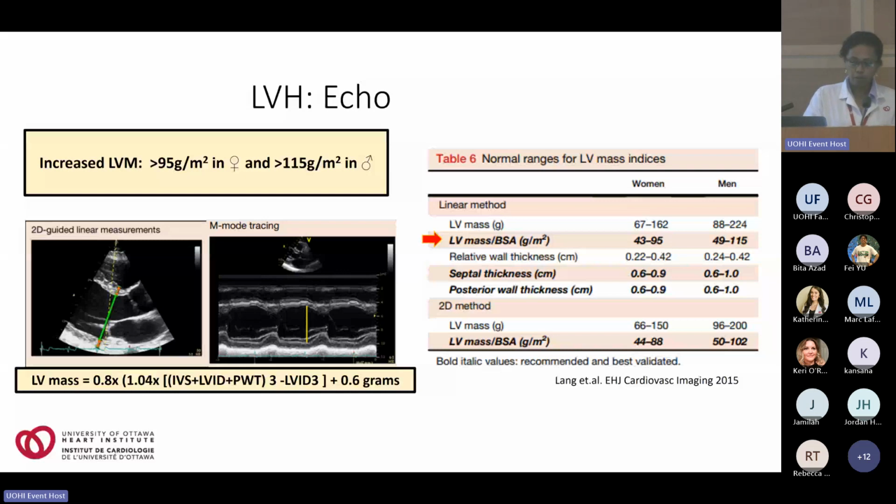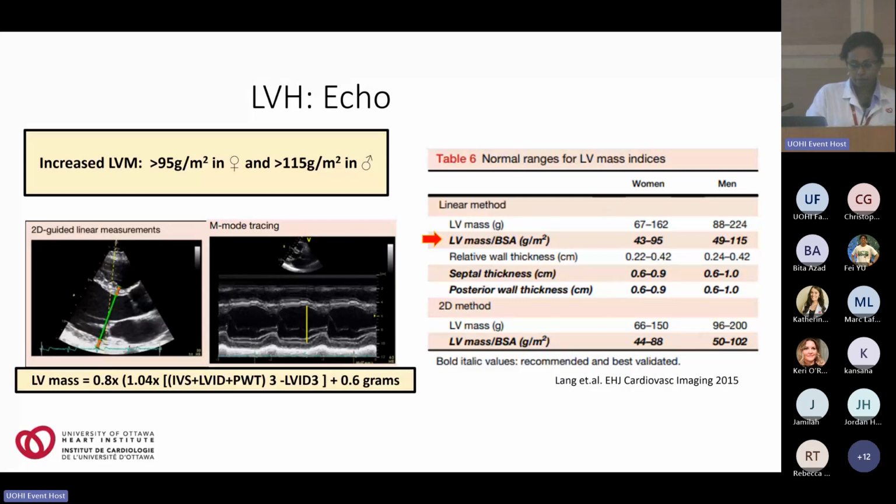On echo, however, the LV mass is reported with reference cutoffs indexed to body surface area for each sex. There is a controversy around whether to index it to body surface area or to height. In practice, we mostly use body surface area, although large population studies have defined it by indexing it to height. So we use body surface area, although it runs into the risk of miscategorizing the type of remodeling among obese individuals.